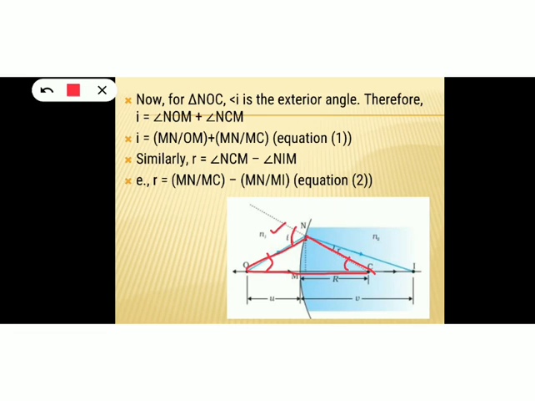So for triangle NOC, this is one interior angle, this is another interior angle. So which are the two interior angles for NOC? Angle NOM and angle NCM. So our exterior angle I will be equal to the sum of these two interior angles. Okay, and that is written here.